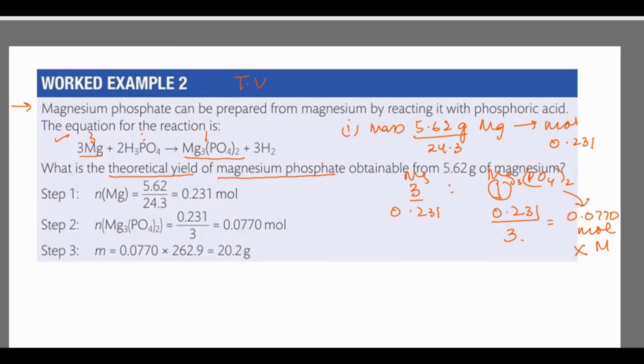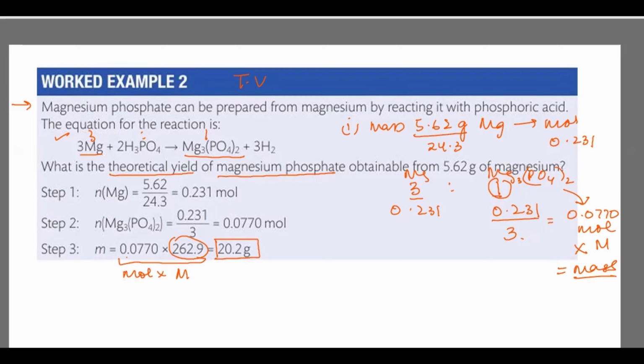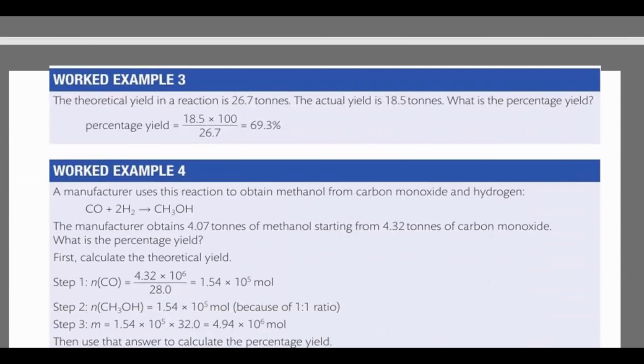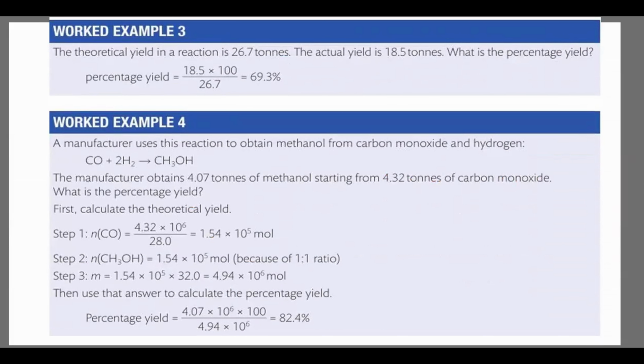Now, when we have the moles of magnesium phosphate, we multiply them by the molar mass in order to obtain the mass, the theoretical value for magnesium phosphate. This is what they're doing. This is the molar mass for magnesium phosphate already calculated. When multiplied by the number of moles, they get the mass, that's 20.2 grams. Is it clear? So in these two worked examples, they have only done the first part of the percentage yield.